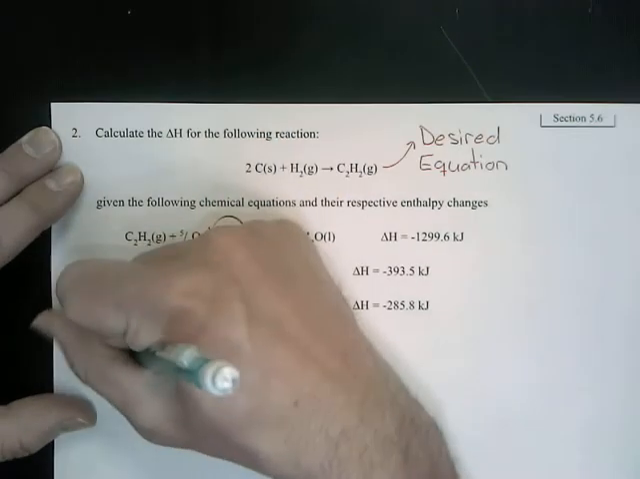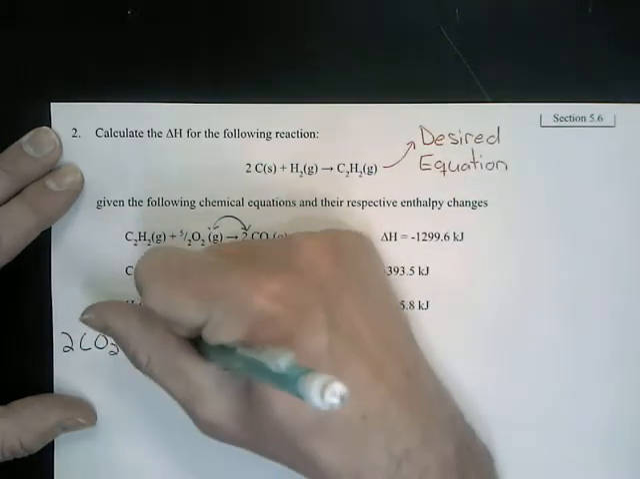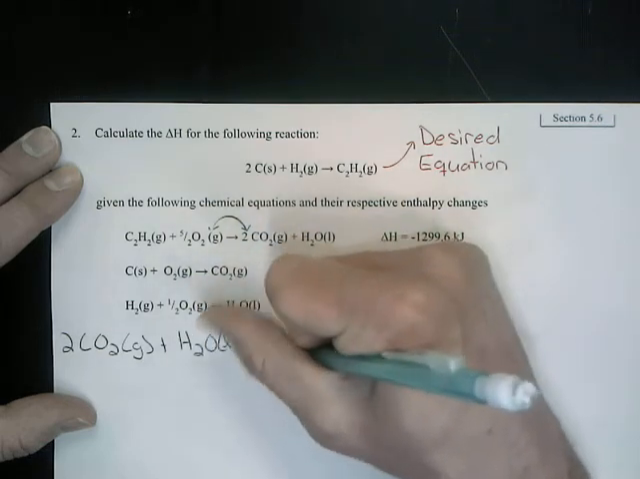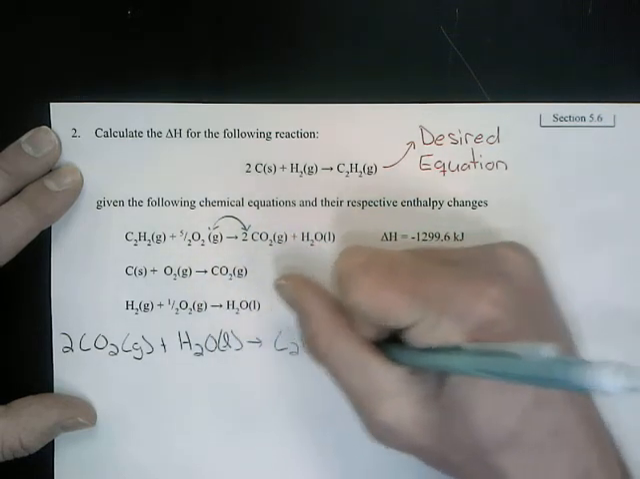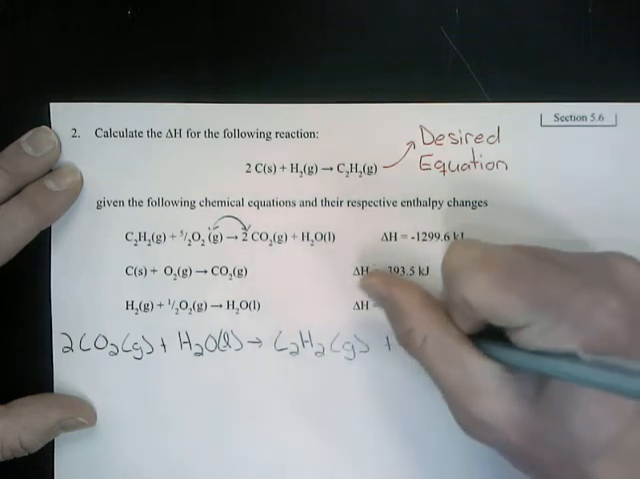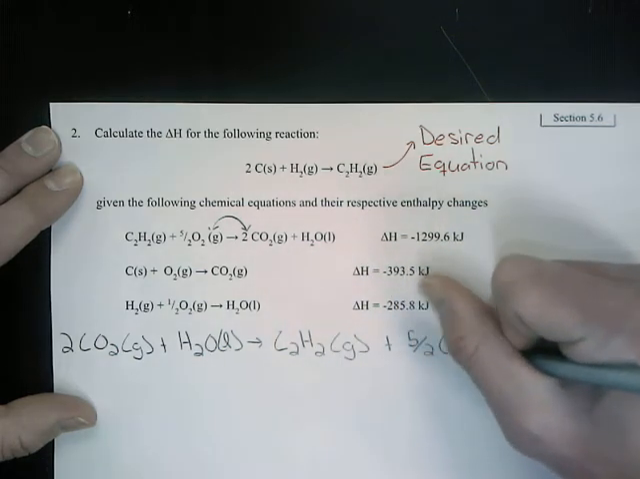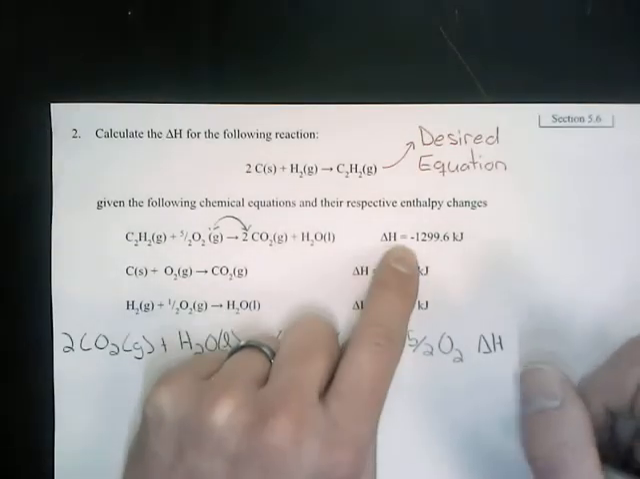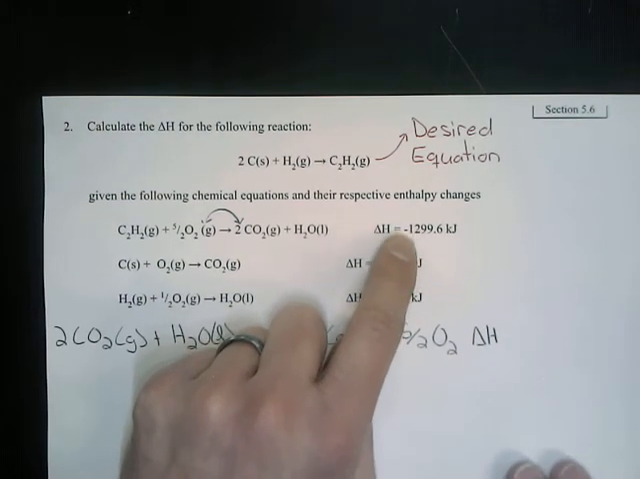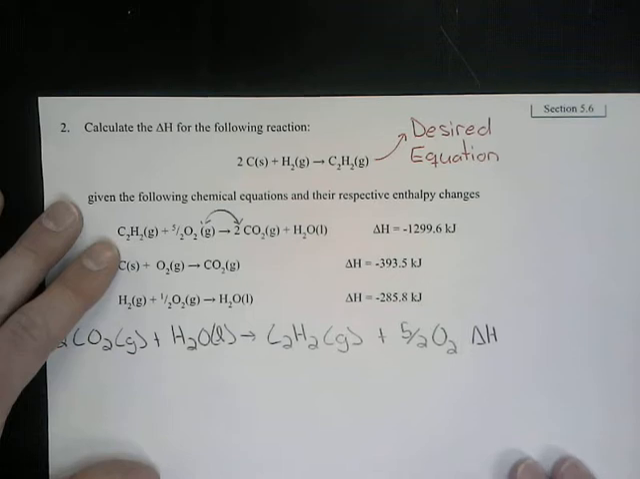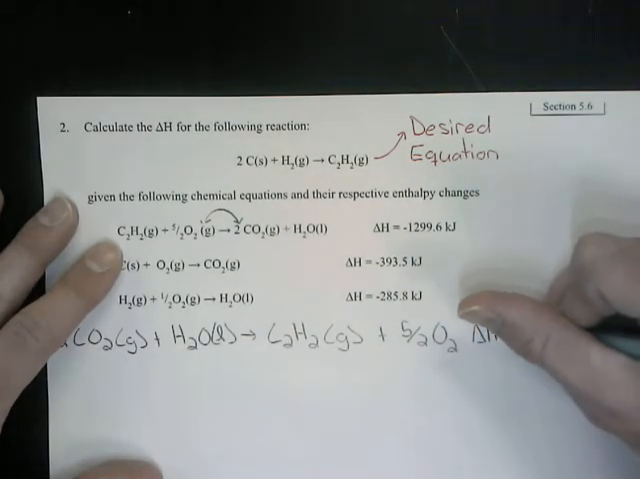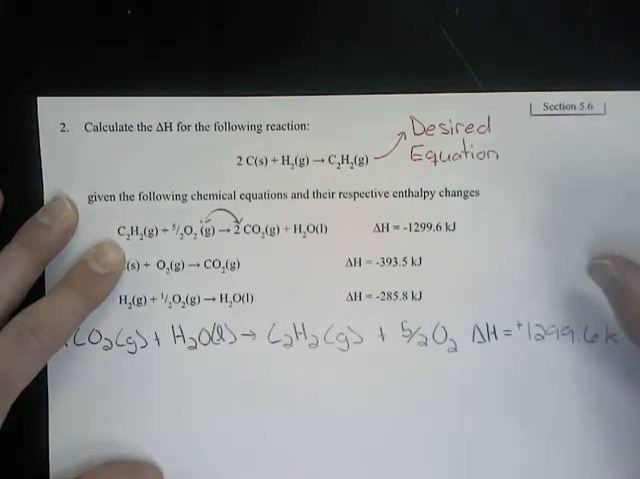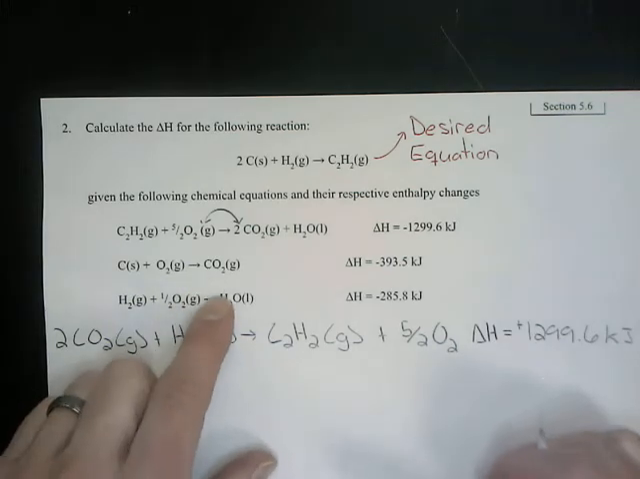2CO2 as a gas plus H2O as a liquid yields C2H2 as a gas and 5/2 of O2. Now again, I flipped my equation, which means I need to flip the sign. So no longer is it negative 1,299.6, it is positive 1,299.6 kilojoules. And I go and I do the same thing, okay?